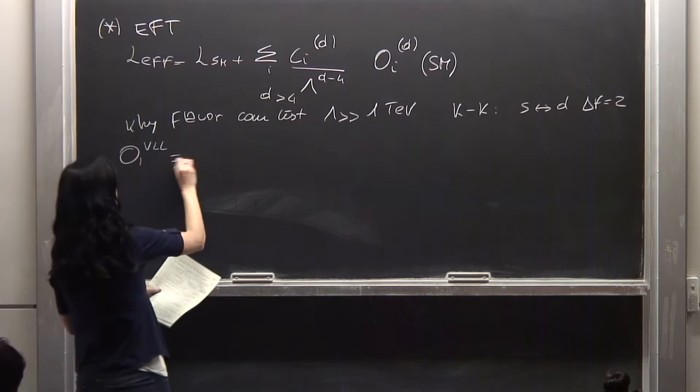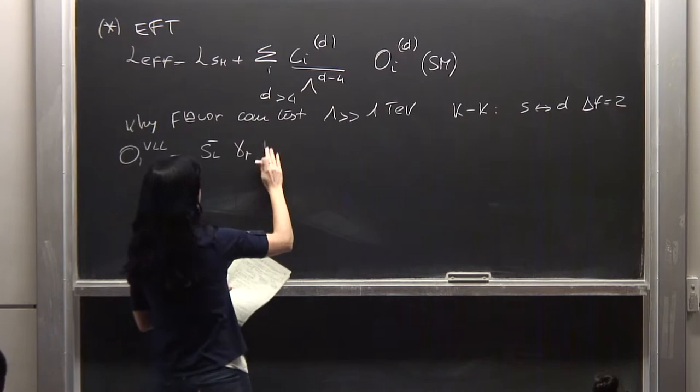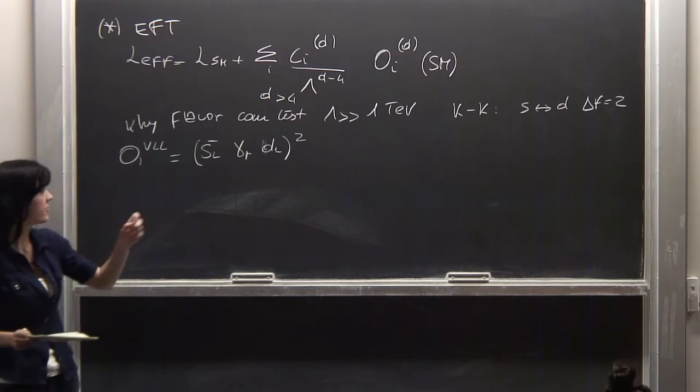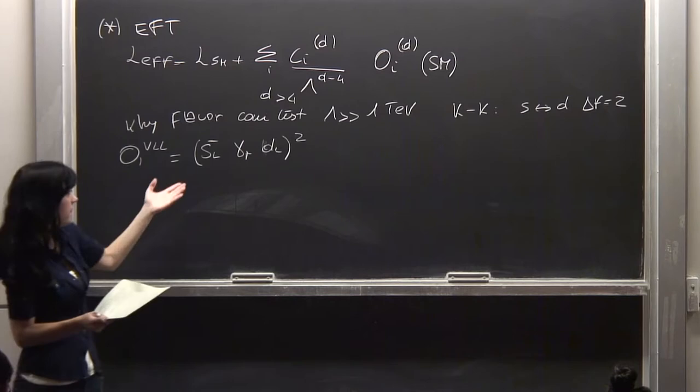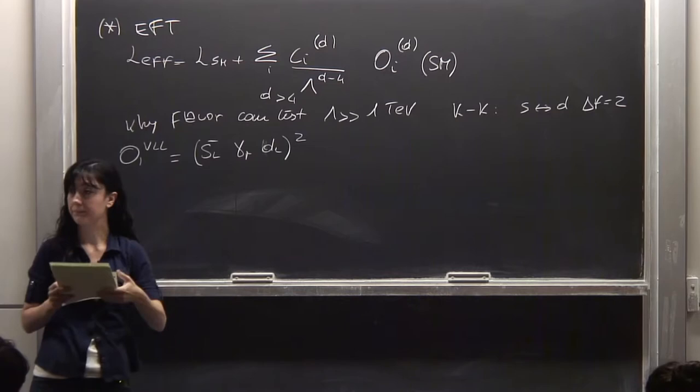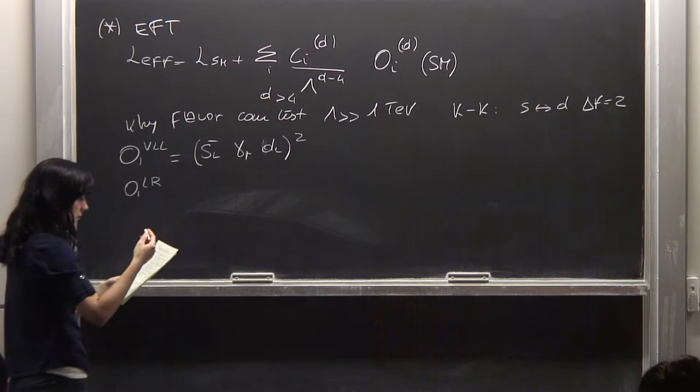So we have gamma mu, d left, squared. This is the operator that we have seen yesterday coming from box diagrams with a W exchange. That's why here I'm putting the left-handed projector. But if you just think about higher dimensional operators, this is not the only thing I can write down. I can write down different Dirac structures of this four-fermion operator, and in all generality, what I can write down are eight operators.